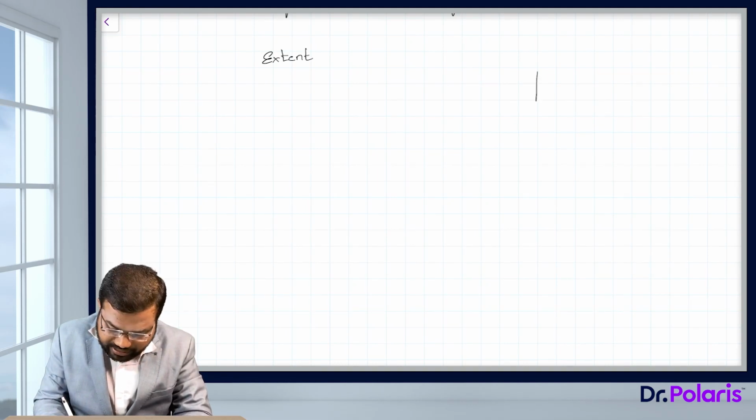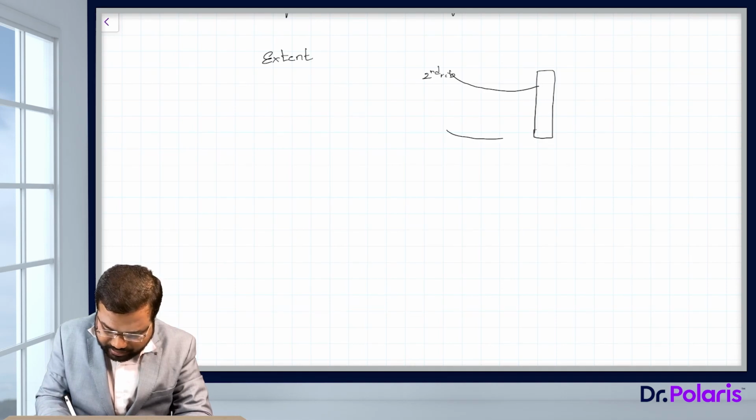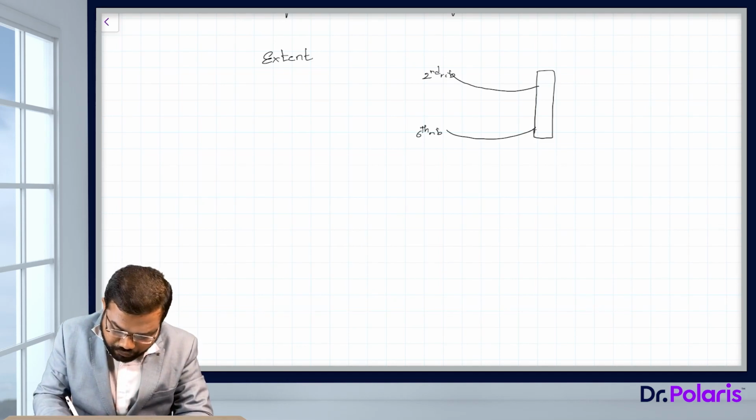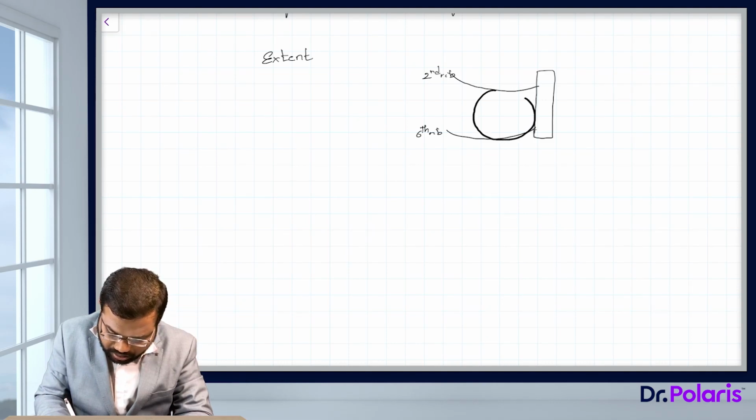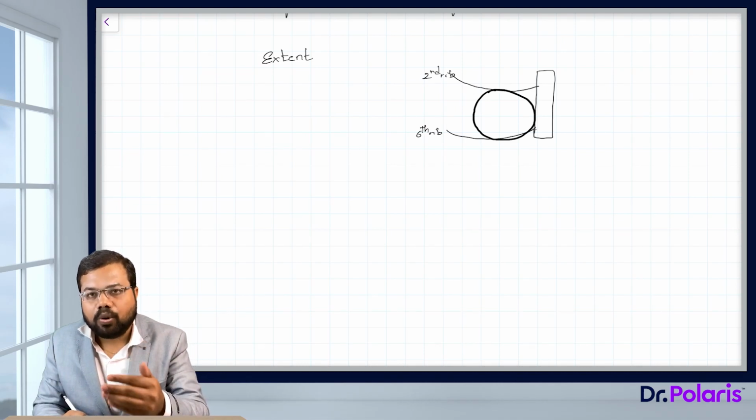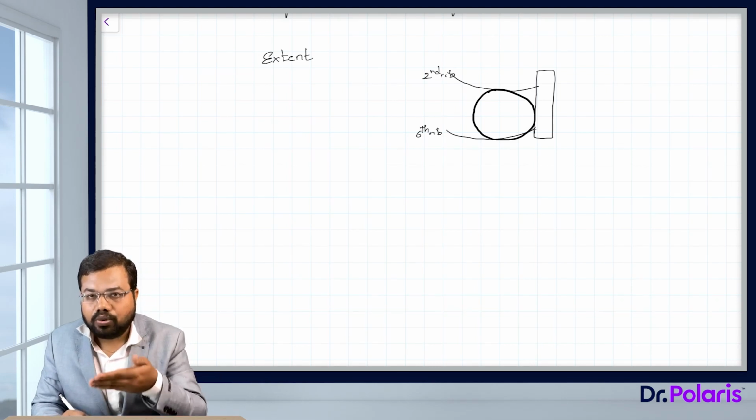Let's imagine this is the sternum and this is the second rib. Imagine this is the second rib and this is the sixth rib. Now the vertical extent of this mammary gland is from the second rib towards the sixth rib. So it is occupying from the second rib above towards the sixth rib below. This is the vertical extent, from above to below.